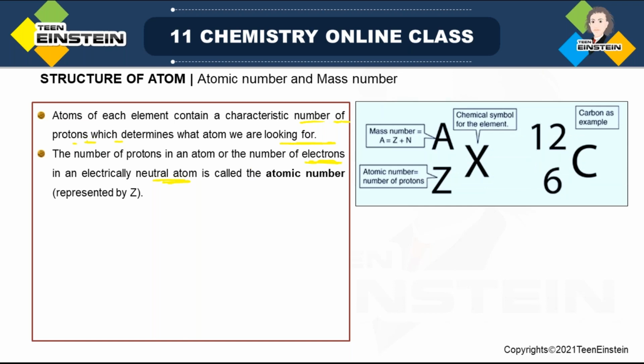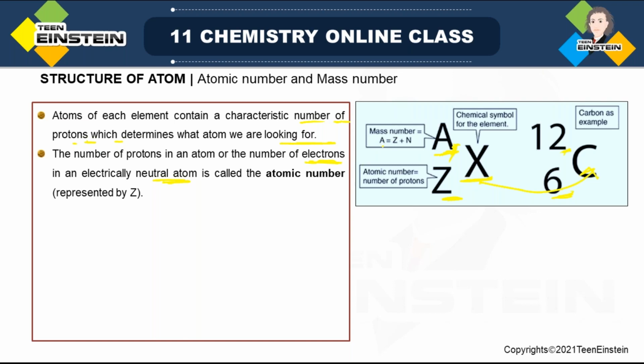How do we express it? The general picture is X. Suppose X is the element, A is the mass number, and Z is the atomic number, which is nothing but the number of protons. Just compare: if X is C, Z is 6, and the mass number A is 12. So carbon is the element we have taken as an example.